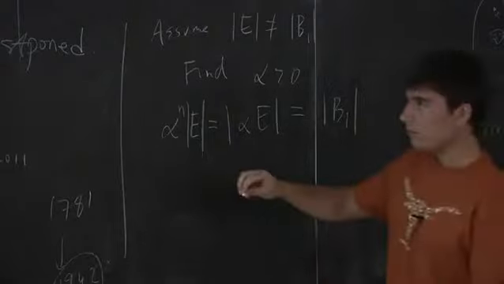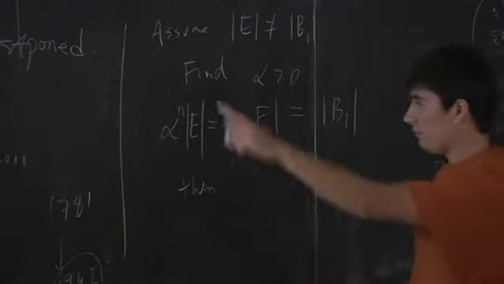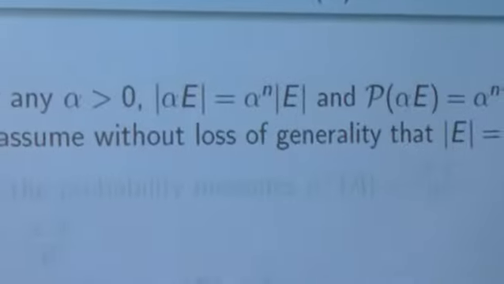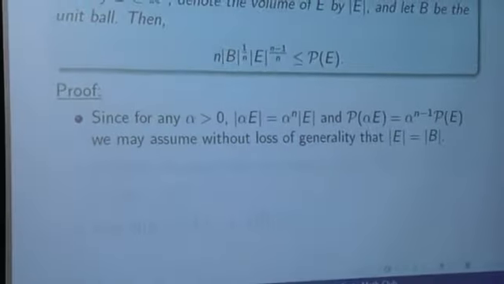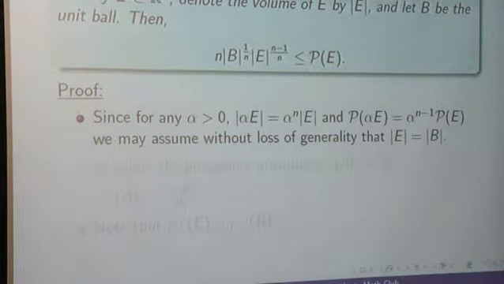And then just plug it in. So we assume that the statement holds when the measure of E is equal to the measure of B1. We want to prove that in general, it then holds as well.